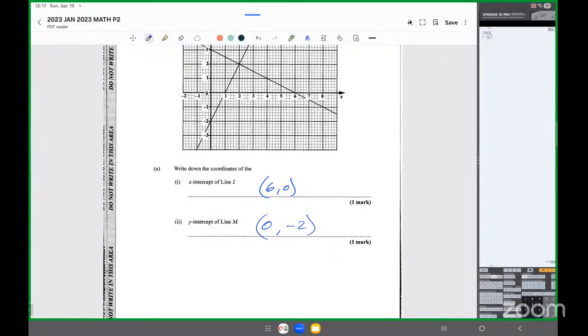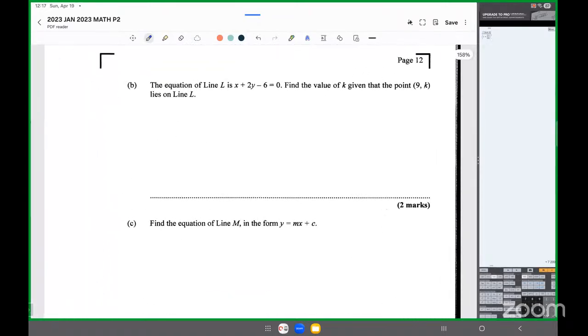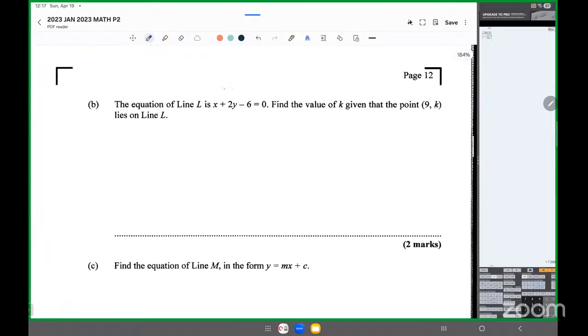All right. Next question. The equation of line L is this. It says find the value of k at the point (9, k) on line L. So all you have to do is find the value of k. One, you can do it from the graph, because it's where the line passes through where x equals 9. Or you can plug the 9 into the equation and see what the y value comes out to be. Whatever the y value comes out to be is k.